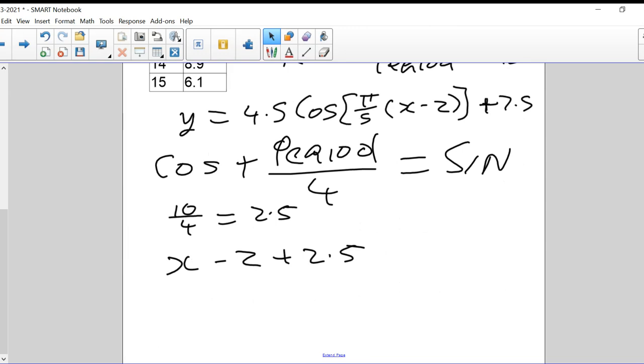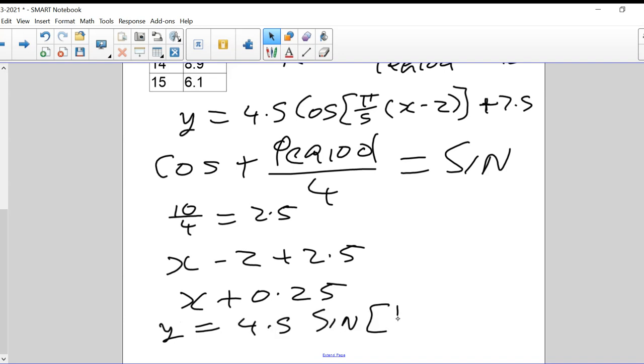So that, of course, should give us that this should be x plus 0.5, minus 2 plus 2.5. Hopefully that makes sense to everybody. So here comes my sine equation now. My sine equation is y is equal to 4.5 sine, the same pi over 5, we know it's x plus 0.25.